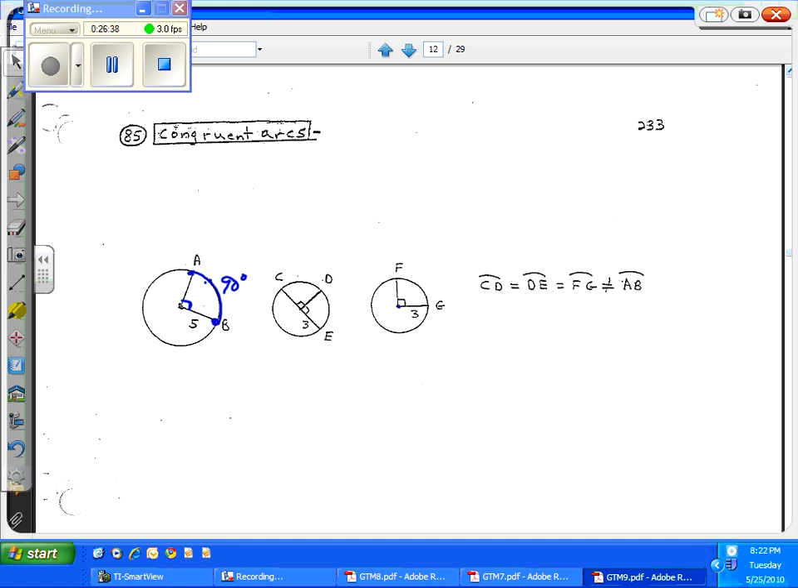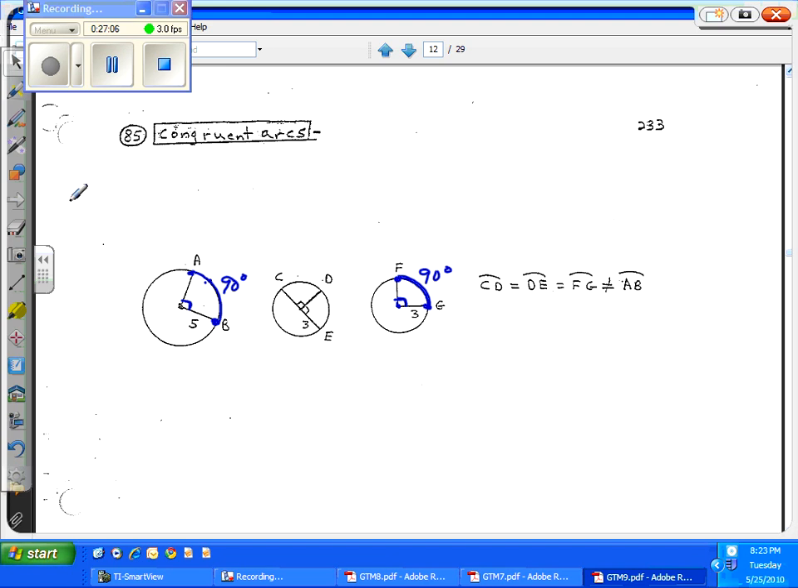Well, in this little circle over here, arc FG is also 90 degrees because it's got a central angle of 90 degrees. Does that mean that those arcs are congruent? Same size, same shape? No. It just means they have the same measure. Just because they have the same measure doesn't mean they're the same length.